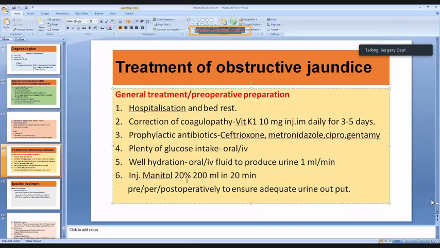For mannitol, understand that 20% mannitol has to be given, 200 ml in 20 minutes. Why do we have to give it like this? Who can say? Why do you have to give 20% mannitol 200 ml so rapidly in 20 minutes, not slowly like other infusions? So you have to give it rapidly. Why? Who can say? Anybody?